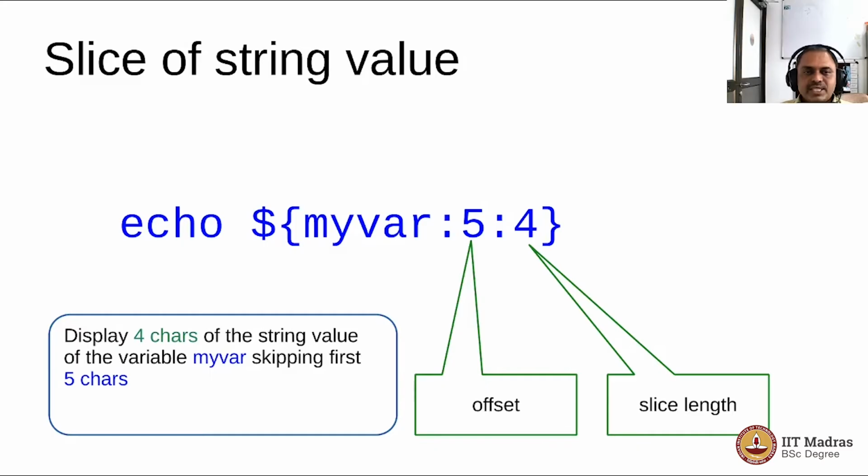You could extract a slice of a string value of a variable by providing the offset and the number of characters in the slice that you would like to print out, by using the syntax where there are two colons separating the offset and the slice length. If the slice length is larger than the length of the string, then only what is available in the string will be displayed. The offset can also be negative. The only thing is that you need to provide a space after the colon to avoid confusion with the previous usage of the colon minus symbol, and you could also have the offset coming from the right hand side of the string.